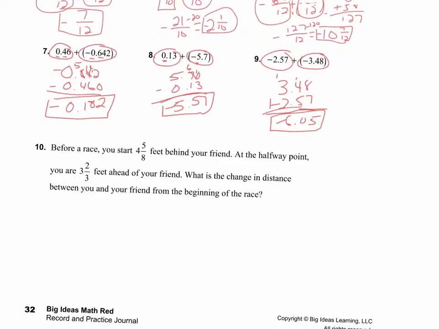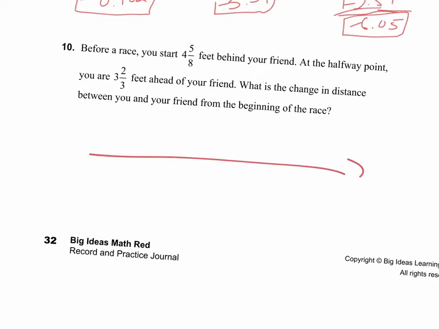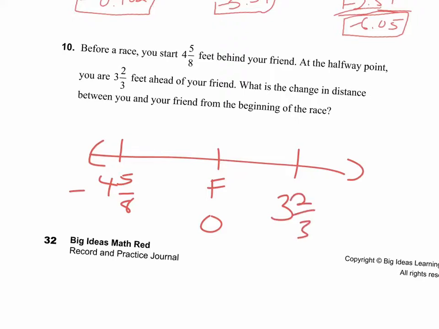So let's go ahead and think of this as a number line. At first, here's your friend, right? Okay, so your friend's here. You start 4 5/8 feet behind your friend, so you're back here, 4 5/8 feet behind. So this is a negative. We're going to say your friend's at 0. At the halfway point, you are 3 2/3 ahead of your friend. So you go from here, and then you go all the way up to 3 2/3 in front of your friend, right? What is the change in distance between you and your friend from the beginning of the race to the end of the race?